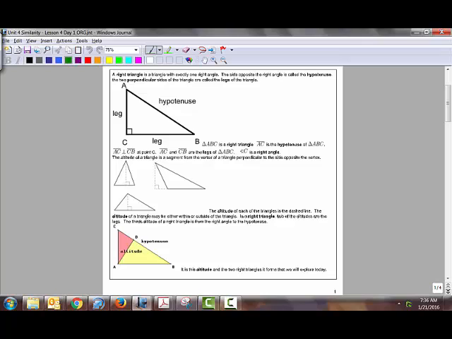The altitude of each of these triangles is this dashed line, and the altitude of a right triangle would be either leg. However, there are three altitudes in each triangle because there are three vertices and three opposite sides. The one that we're interested in is the altitude that goes from the right angle perpendicular to the hypotenuse.